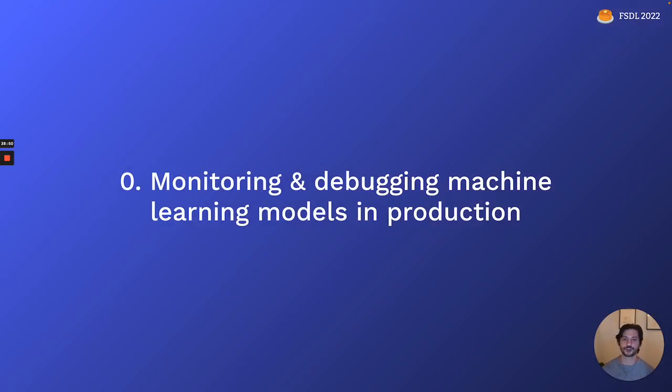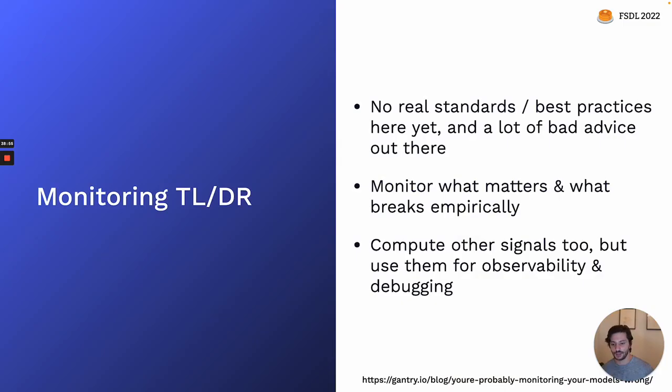Let's talk about how to monitor and debug models in production so that we can figure out how to improve our retraining strategy. The TLDR here is, like many parts of this lecture, there's no real standards or best practices here yet. And there's also a lot of bad advice out there. The main principles that we're going to follow here are we're going to focus on monitoring things that really matter and also things that tend to break empirically.